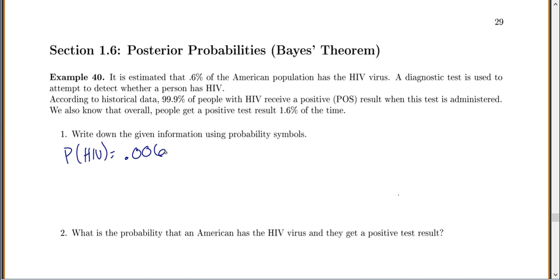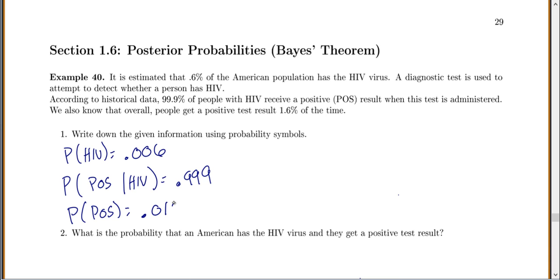According to historical data, 99.9% of people with HIV receive a positive. So that sounds like we know they have HIV and we want the probability that they're positive. So that would be 0.999. And the probability that overall people get a positive test result, so just probability of positive, is 0.016.